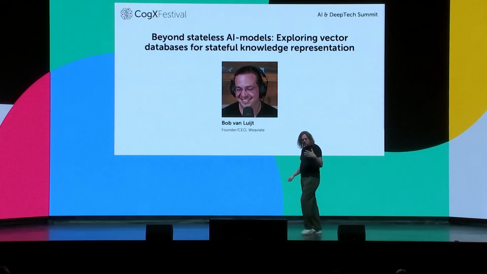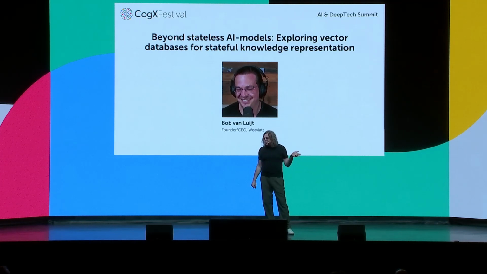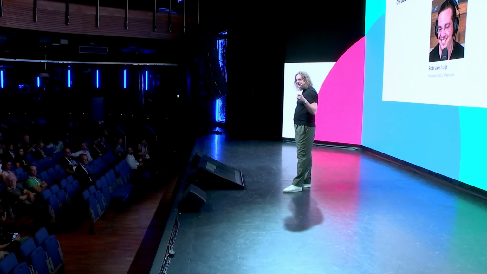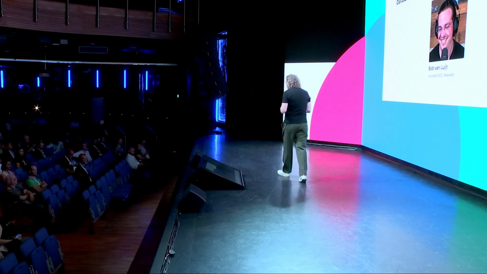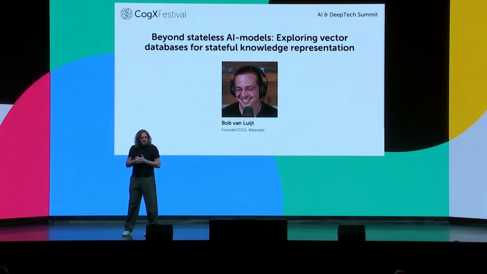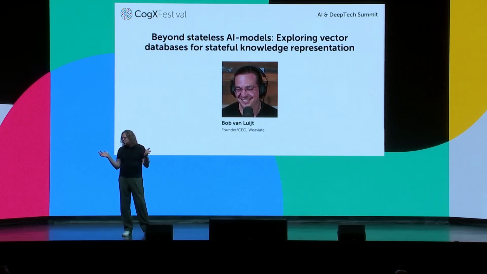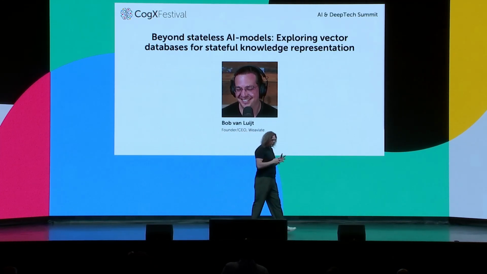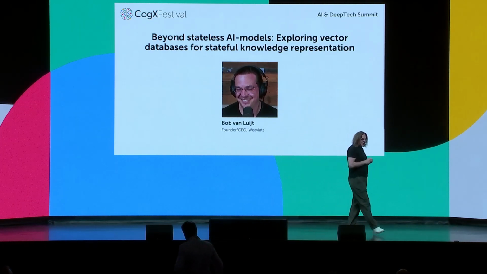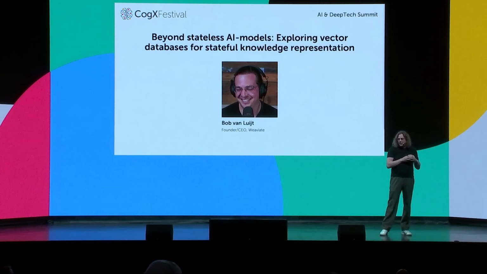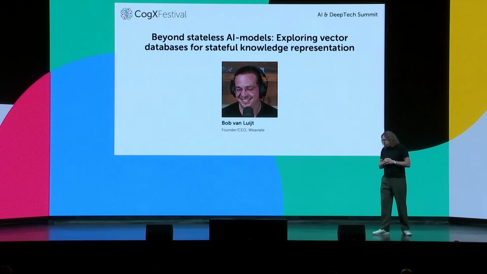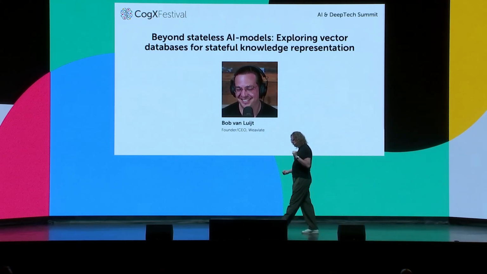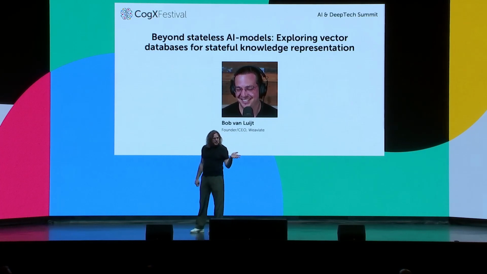Just to get an understanding, are people familiar with what text embeddings are? I see a couple of hands, yeah. Okay, for those who are not, the concept is actually quite straightforward. If you take a sentence of words, or think of a Wikipedia page or a book, the idea is that the words have a relation to each other, based on where they are in the sentence or in the text.